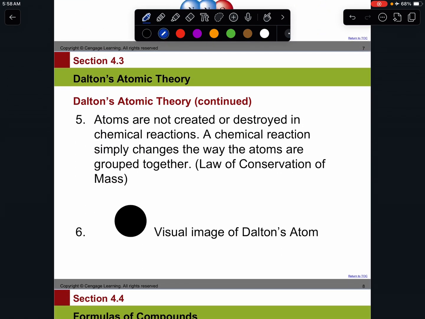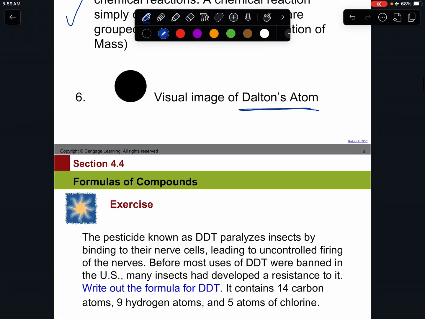Number 5, atoms are not created or destroyed in a chemical reaction. A chemical reaction simply changes the way the atoms are grouped. This is still true today. Okay, nothing comes from outside; everything we have is already in our atmosphere. Okay, we're just rearranging. And then this is how Dalton imagined the atom to look. He did not think that it had anything inside of it, and we do know today that it did. But this was at least a good start of what was going on and what it appeared to be.